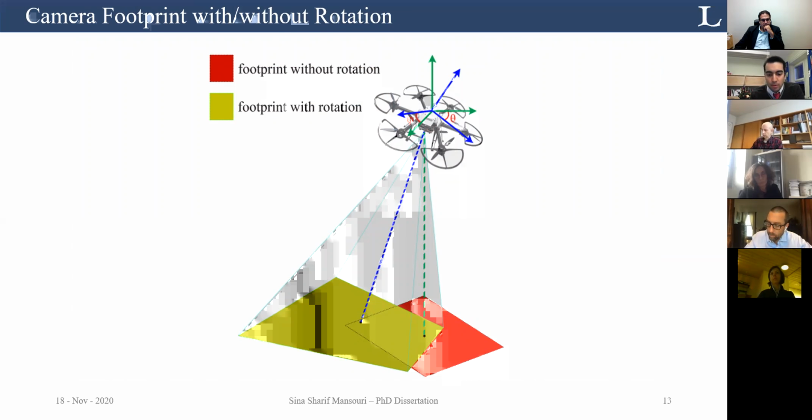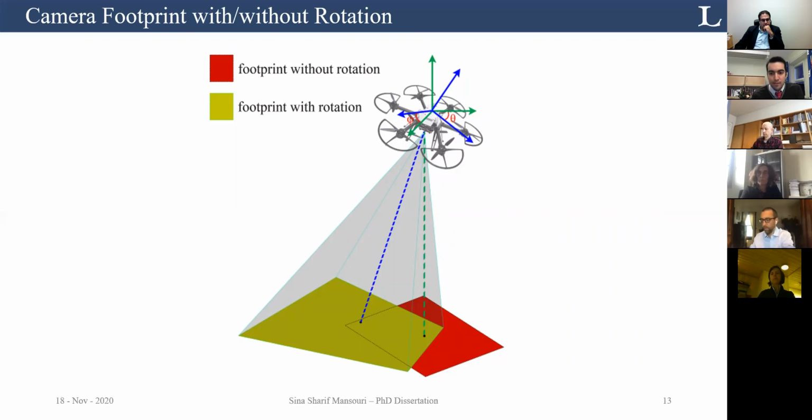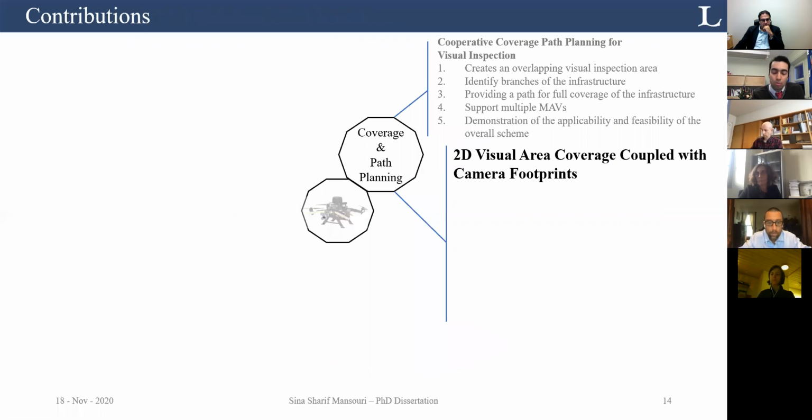I relaxed the problem, so instead of having the camera looking forward, I assumed a camera looking down and did the 2D coverage. So in case we have no orientations and we are perpendicular to the target area, the red rectangle is the expected area to see. However, we usually have roll, pitch, or yaw attitudes, and this can result in this trapezoid area. As we see, there is a big difference in the area that we cover, and I thought that maybe it would be nice to consider it in a 2D coverage.